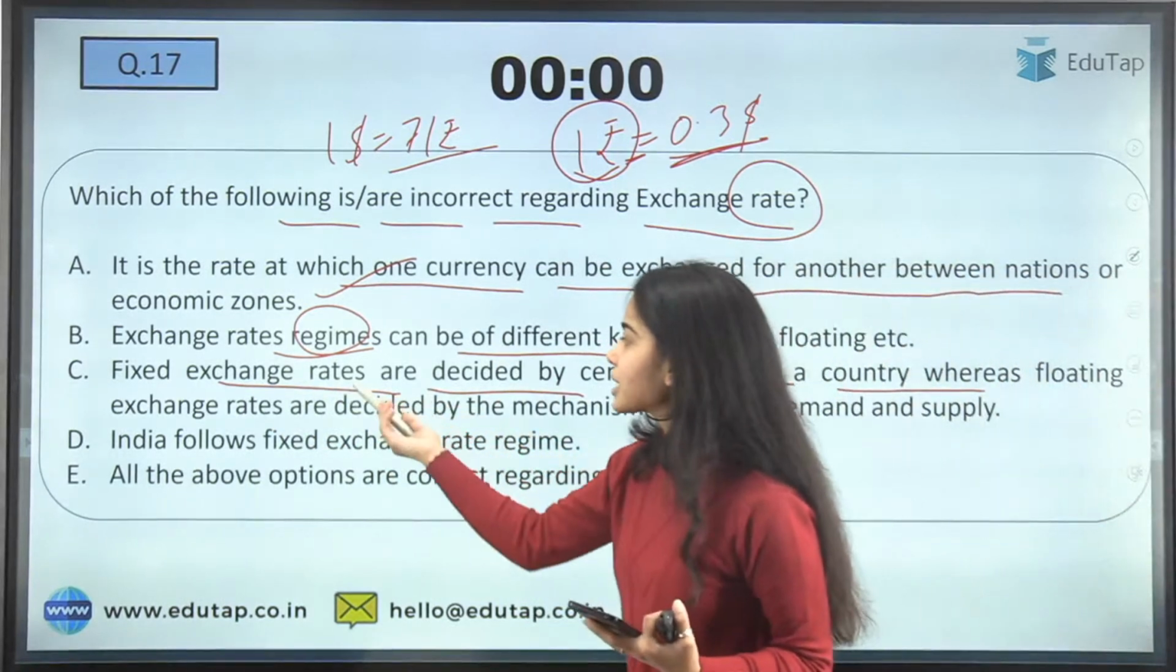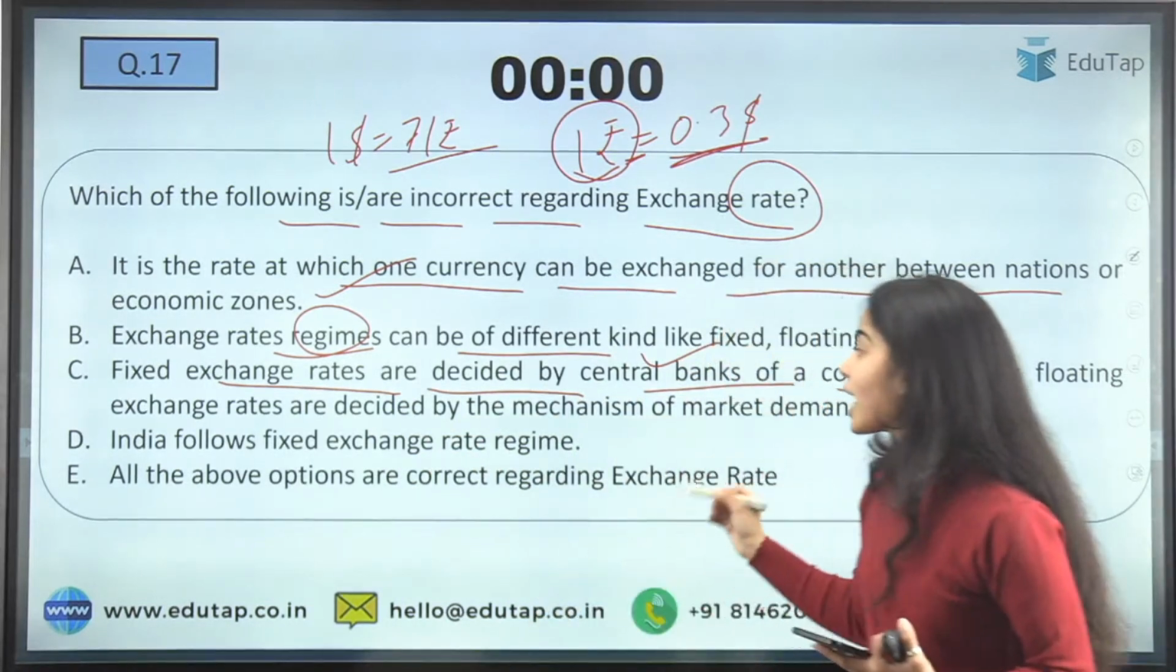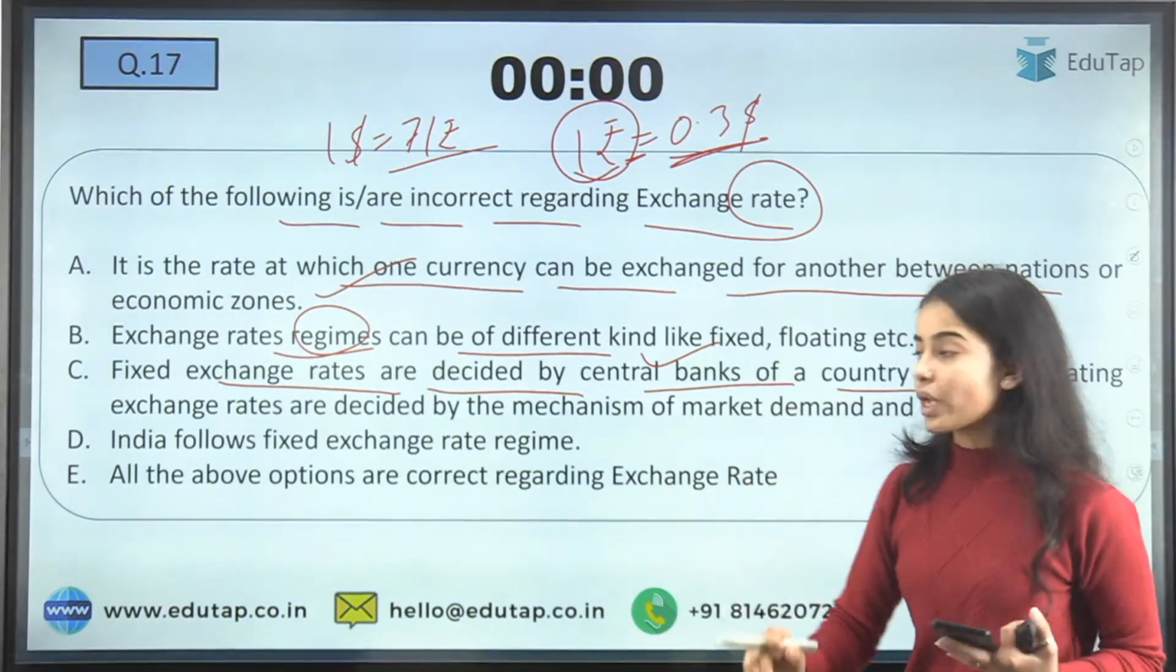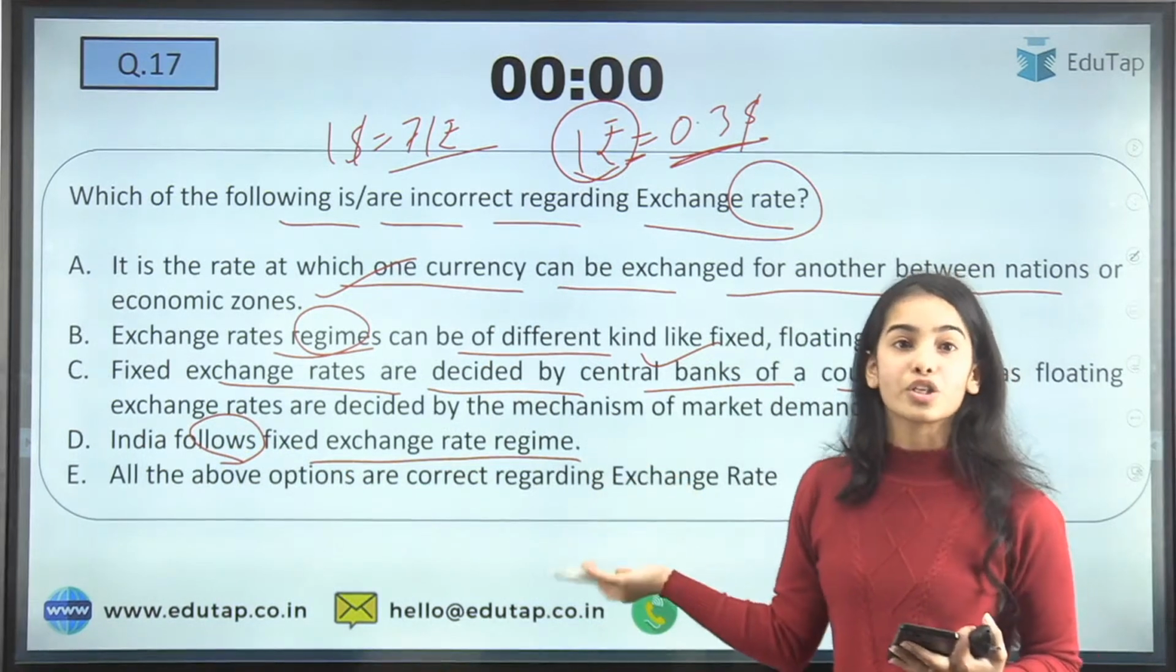Yes, it is true that fixed exchange rates are decided by the central bank, while the floating or flexible exchange rates are due to the market mechanism, due to the supply and demand of the currencies. Okay. India follows fixed exchange rate regime. This was a very easy question, I must say.